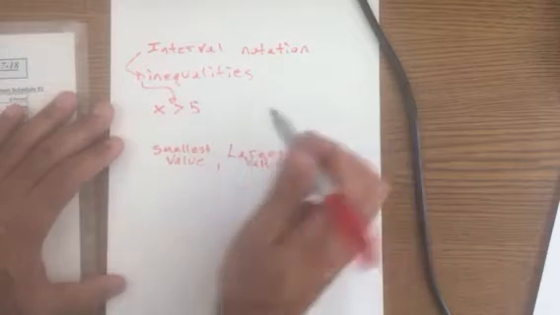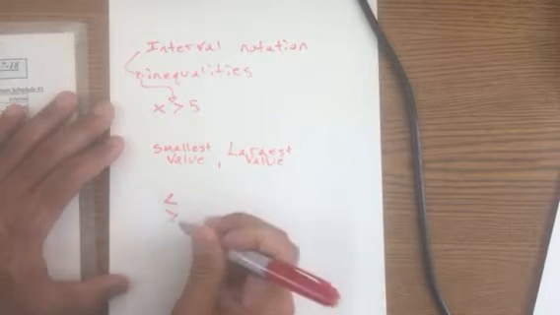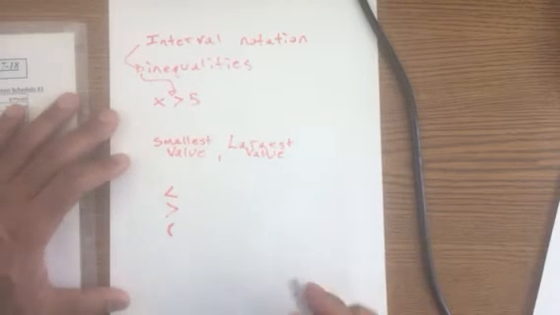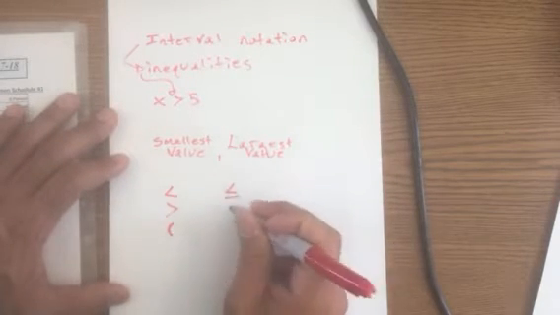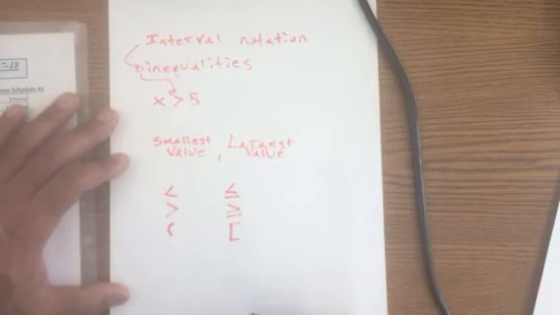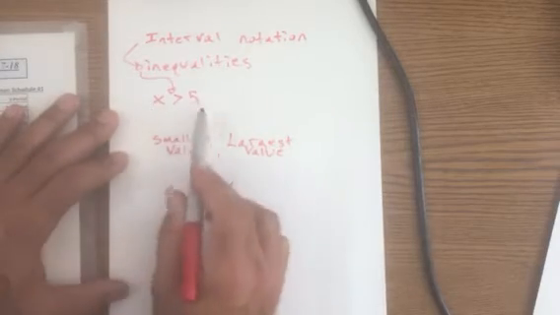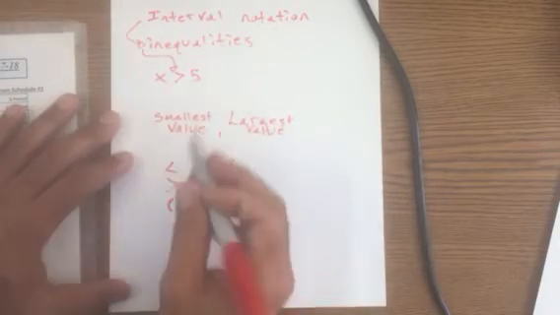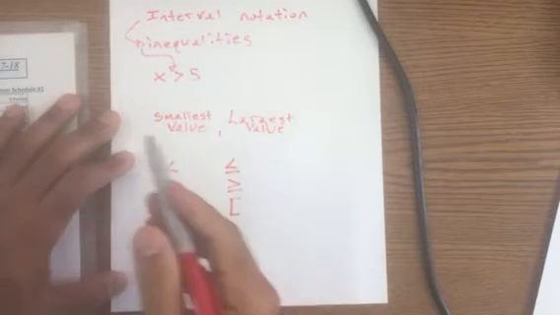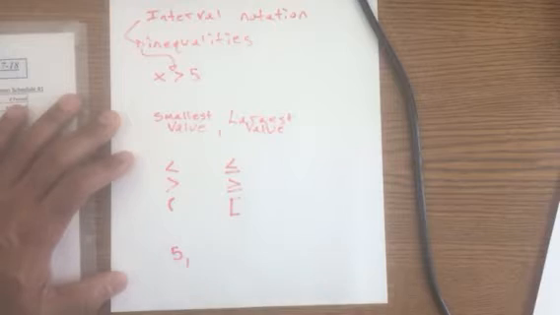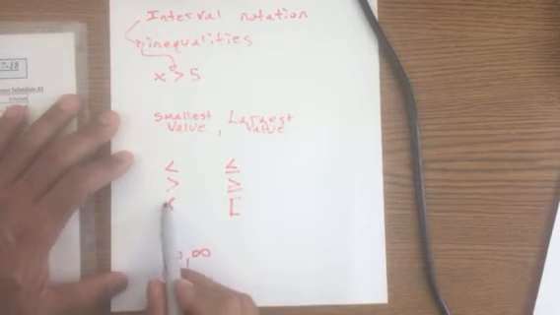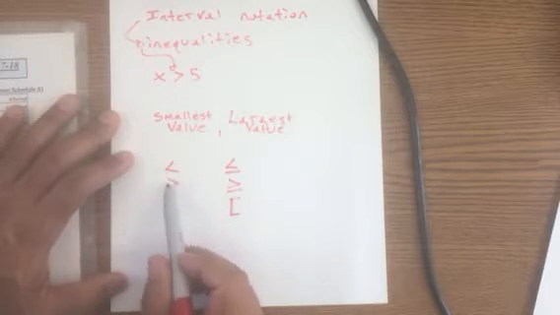Now I'm going to enclose this. If this is a less than or greater than, I'm going to enclose it with just a parentheses. If it's a less than or equal to, or a greater than or equal to, I'm going to enclose it with a brace, and the brace is more square. So this one tells me that it's greater than 5. So I'm going to go, that's the smallest value because it's greater than that. I'm going to go from 5 to, well, if it's every number greater than that, it's going to go all the way to infinity.